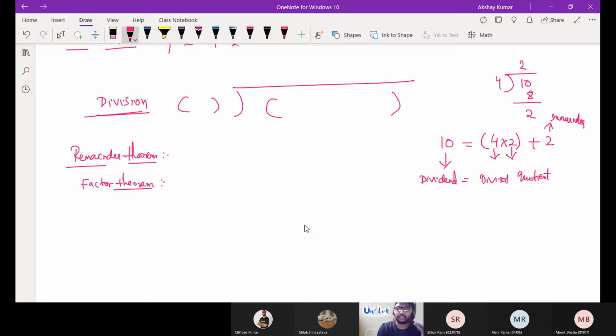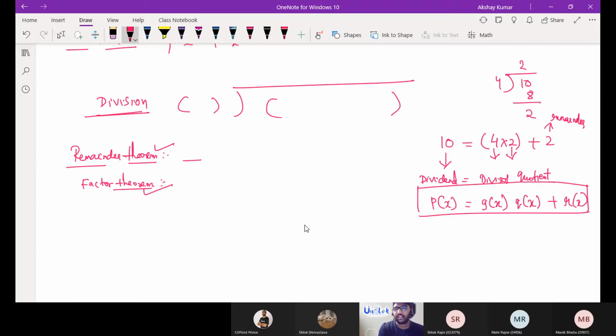The same thing is applicable for expressions as well, right? If my dividend is some polynomial called p of x, I'll call the divisor some polynomial called g of x. Then there is a quotient, which I'll call q of x, plus there is a remainder, which I can call r of x. This is the general rule for division. Here, using the remainder theorem and factor theorem, we will be able to get the remainder directly, and also we can get factors. The questions will be framed in such a way that you use the factor theorem.